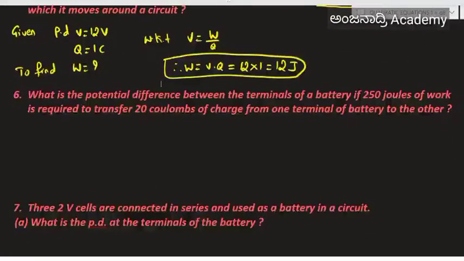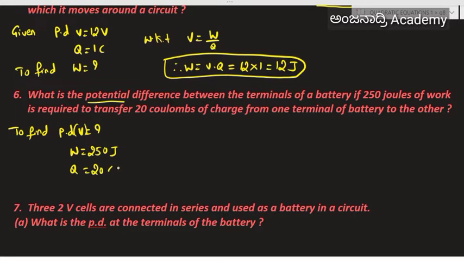What is the potential difference between the terminals of a battery? What is being asked in the problem? To find potential difference V is equal to question mark between the terminals of a battery. Work done of 250 joules is required to transfer a charge of 20 coulomb from one terminal of a battery to the other terminal of the battery.